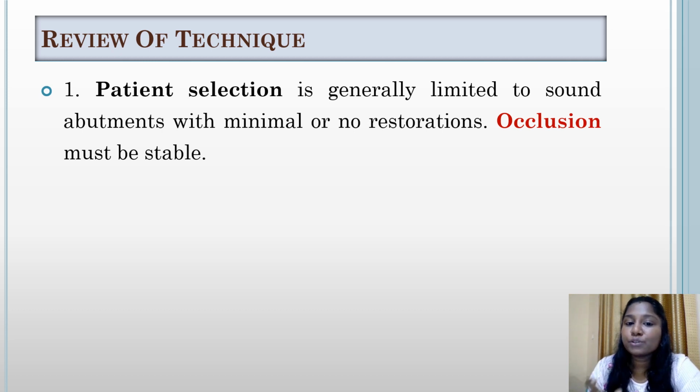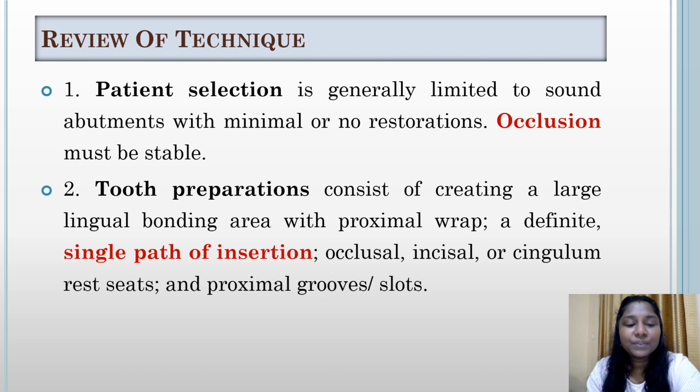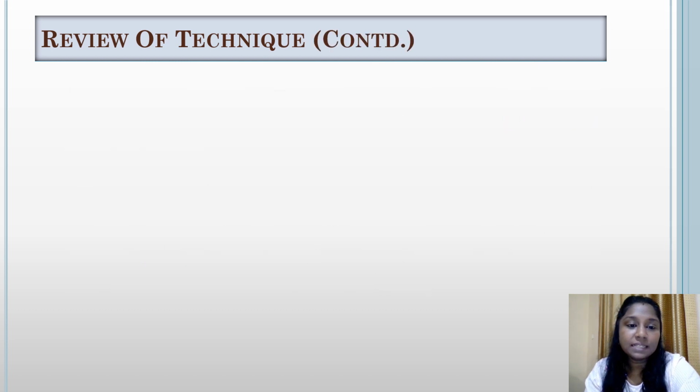First of all, patient selection is very critical. Without a proper patient selection, it's not good to go for your resin bonded bridges. Occlusion has to be stable. So the tooth preparation would consist of creating a large lingual or palatal bonding area with proximal wrap. Preferably there has to be a single path of insertion. We can give any retention, and this can be done through proximal grooves or slots that provide the resistance form. Occlusal, incisal or cingulum rests are also provided.